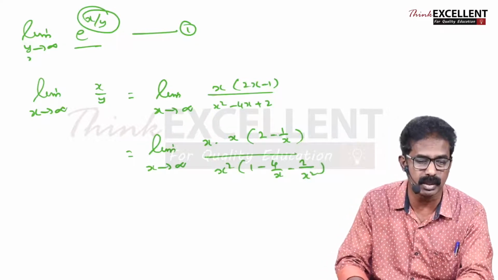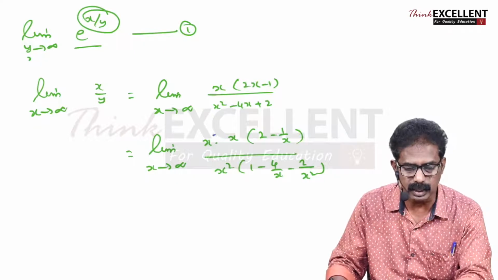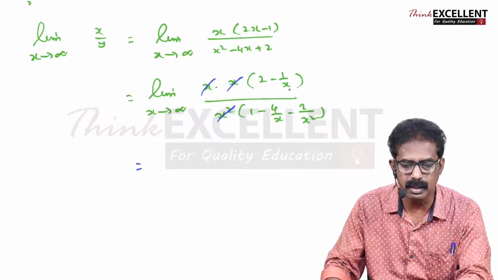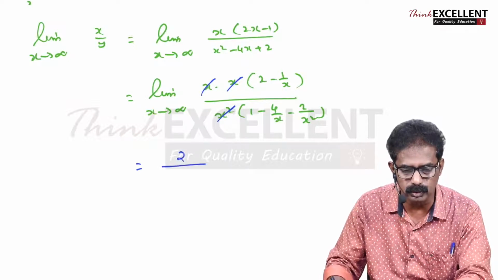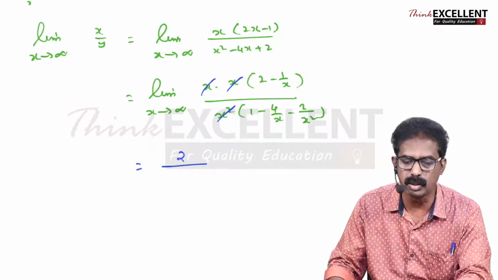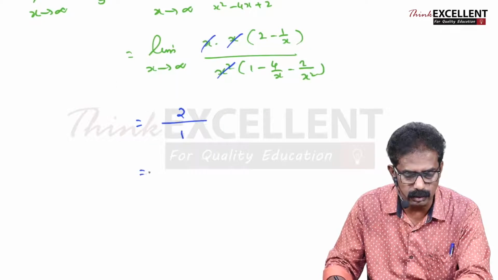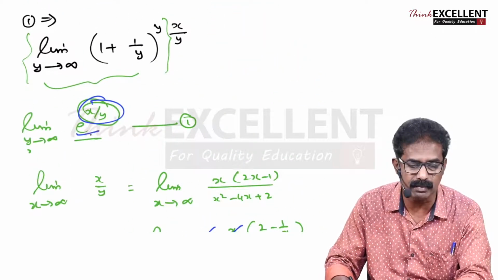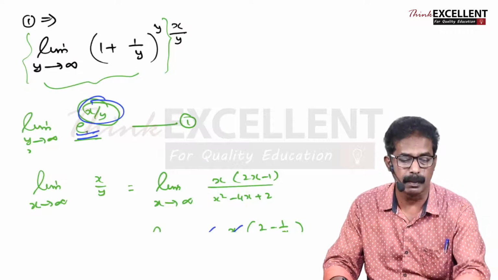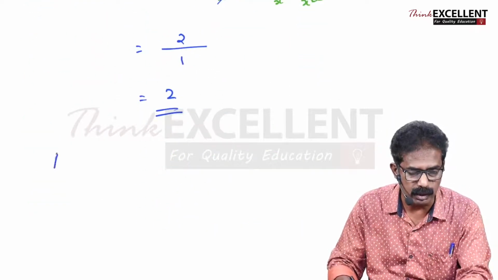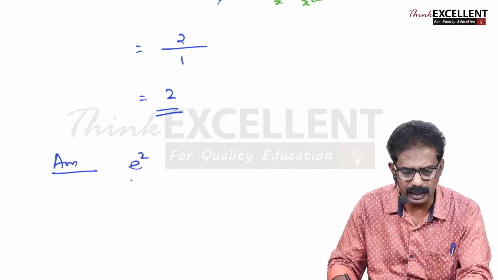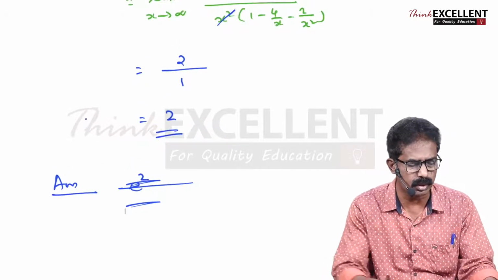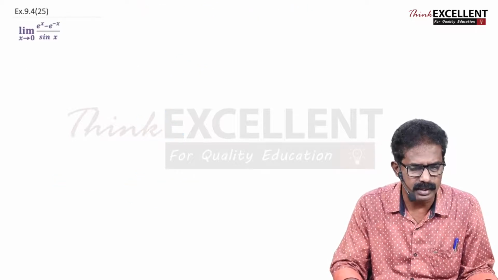Whenever x tends to infinity, this is how you have to do. X into x is x square, cancel. When you apply the limit infinity, 1 by infinity is 0, so the numerator is only 2. In the denominator the second and third terms are 0, you are getting 1, so you are getting 2. But this is not the final answer, this is for the power. Power is 2, but here we already have e raised to the power. So your answer is e square. A little bit different question, so practice well. All other questions you can do very easily, so this one sum you practice well.